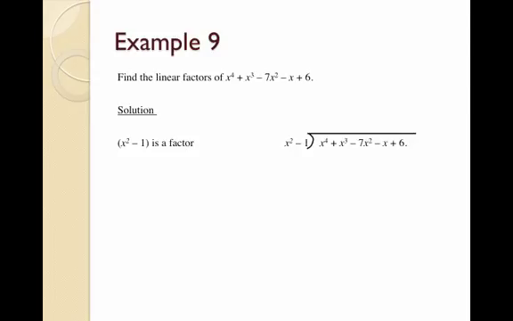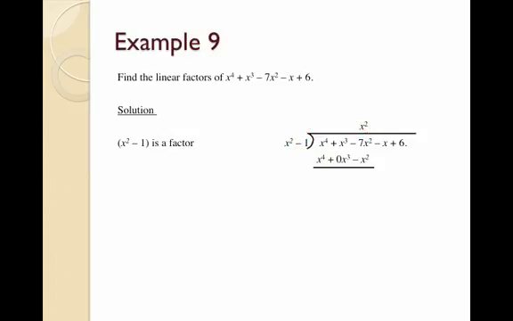I start by setting up my algorithm. I ask myself, how many times is x squared going to x to the power of 4? That's x squared, and I write it above my x squared term. Now I multiply x squared by x squared and I get x to the power of 4, and x squared times minus 1 gives me minus x squared. I put in a 0x cubed as a placeholder so I don't forget later on to subtract. Now it's time to subtract.